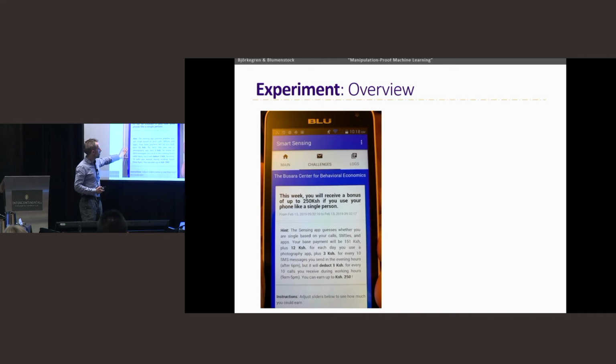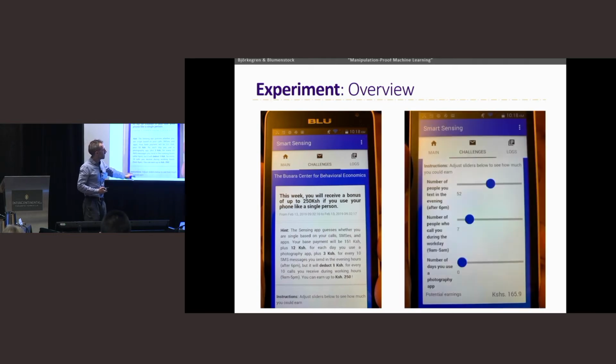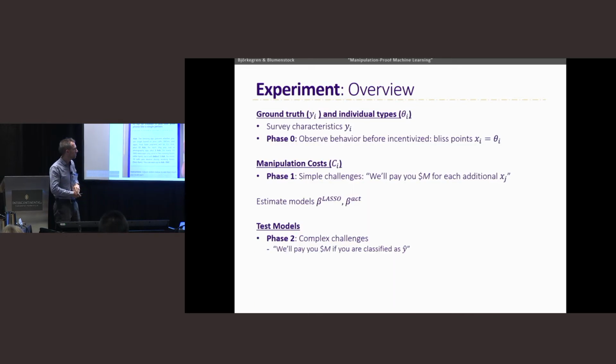Some other people will be randomized to be told exactly what this decision rule is and be given a tool to help them calculate their payout so they really understand. And so our study has a few parts. So we're going to survey people to get these baseline characteristics, these ground truths, these Yi's, and then observe their behavior prior to implementing this decision rule. And so at this point, they don't have incentives to manipulate their behavior. We can estimate these thetas.